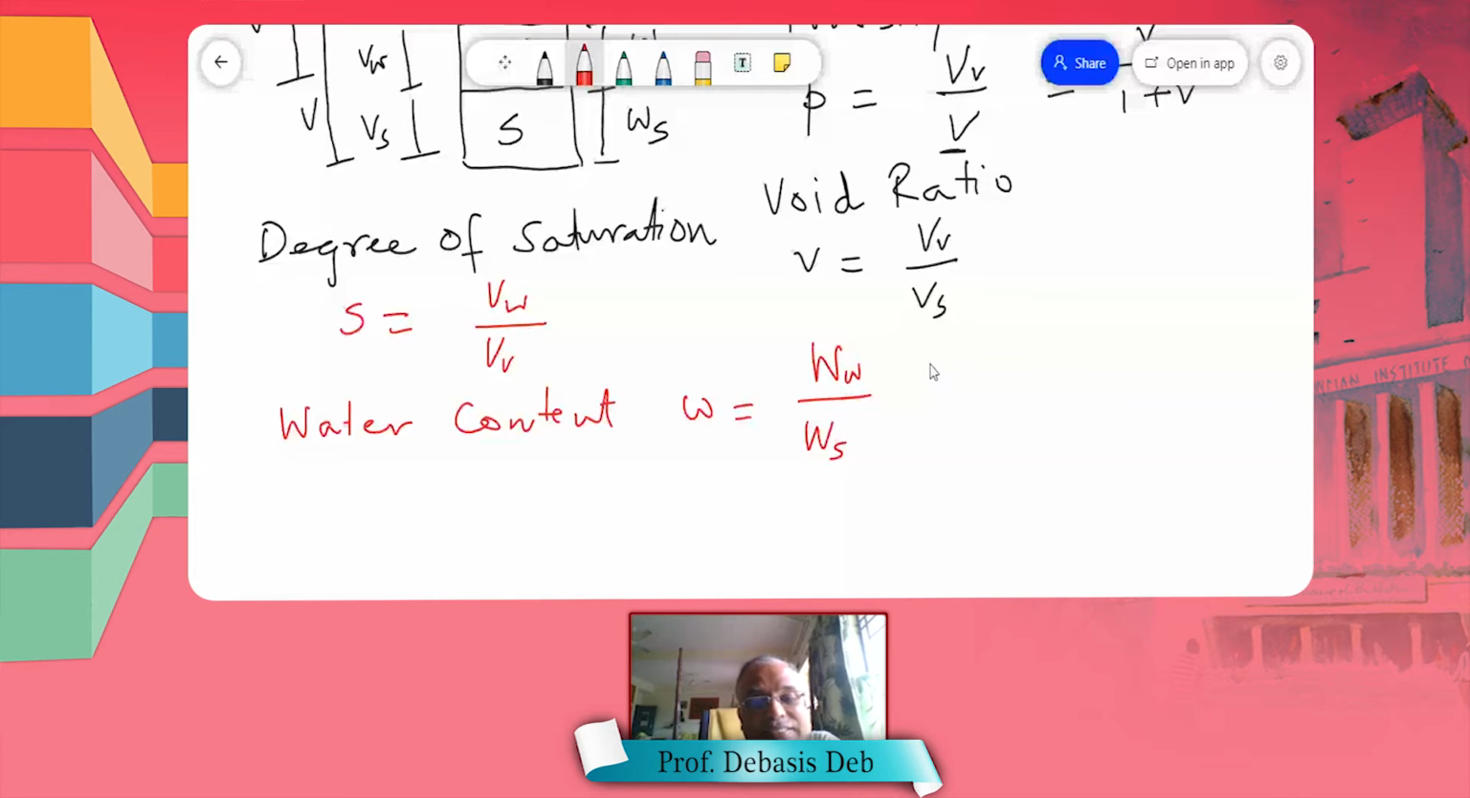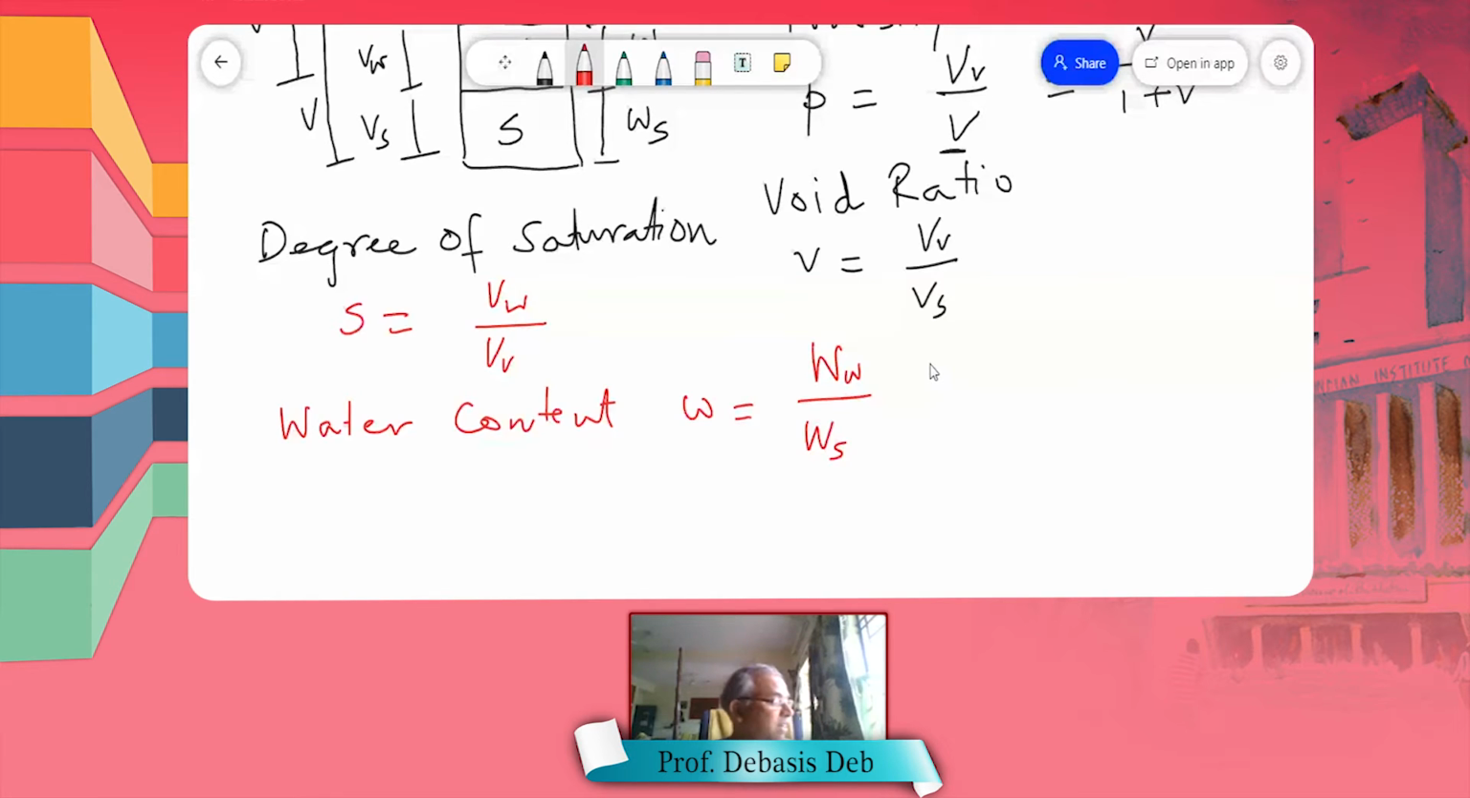That becomes our Ws. The previous weight we had taken is W water plus Ws. So from that we can find how much water was there, and so we find the water content. Later on I will tell you how it is related to degree of saturation. Always remember that degree of saturation and water content are two different things. Degree of saturation is related to volume and water content is related to weight. They are two different parameters altogether.